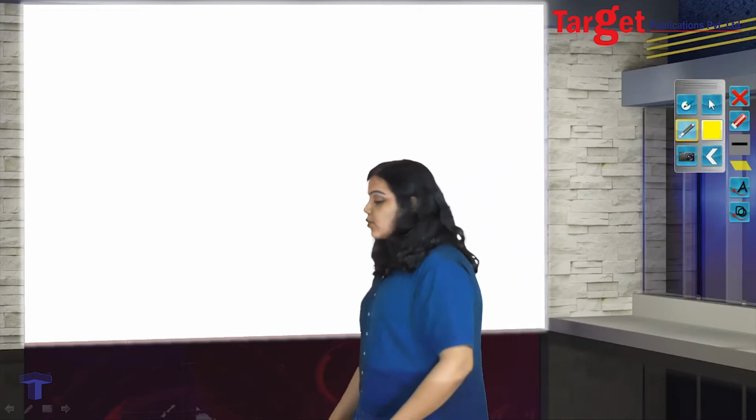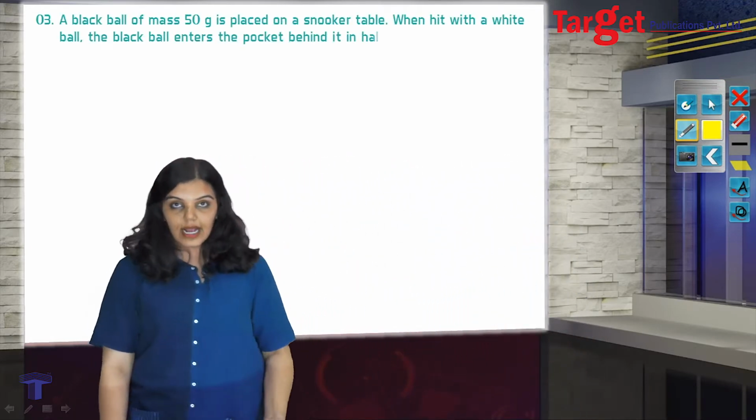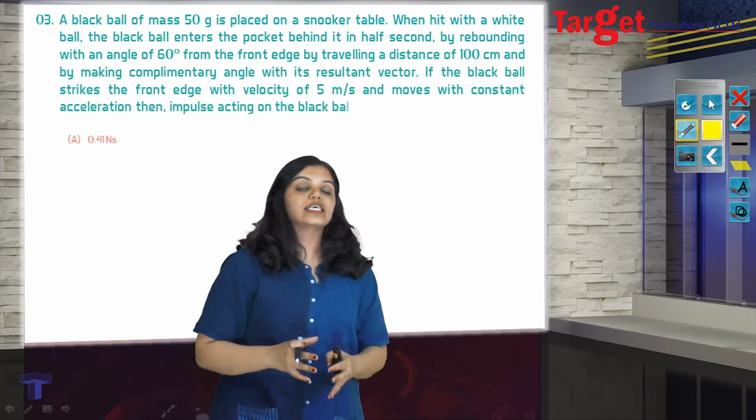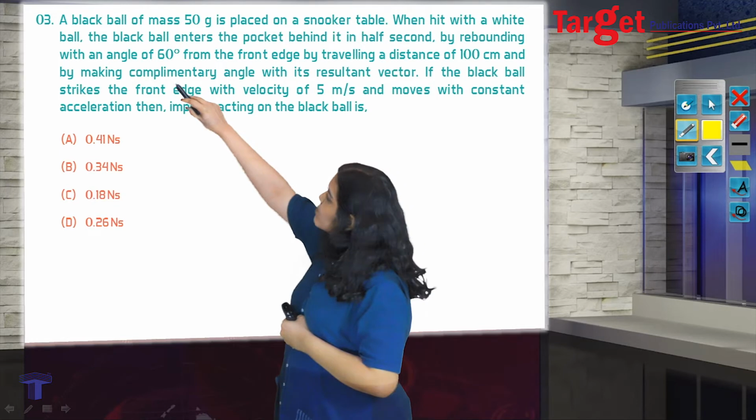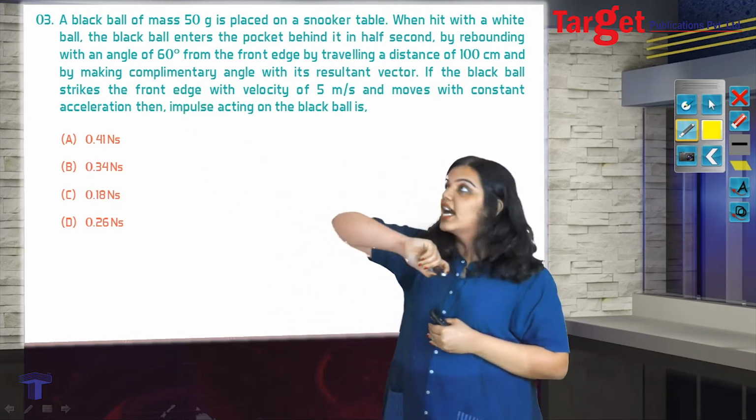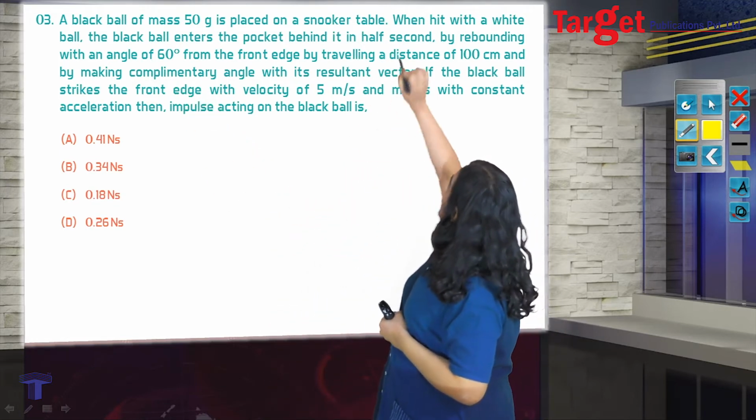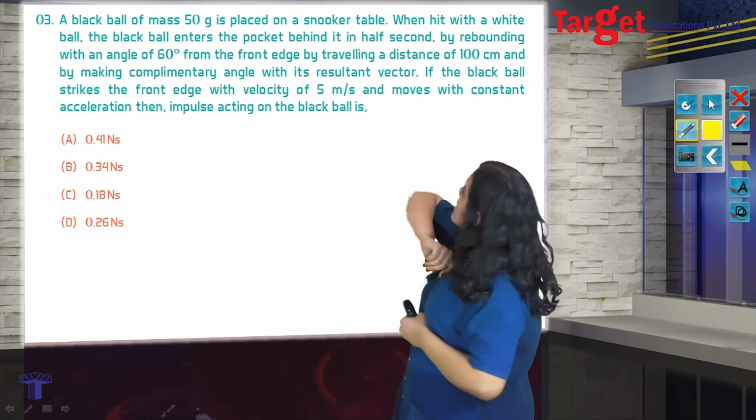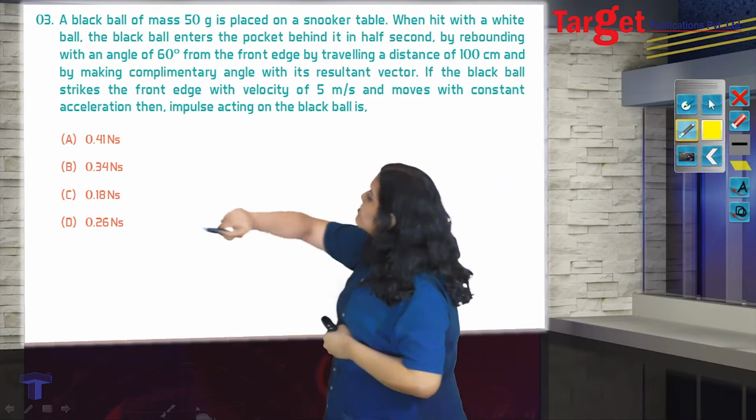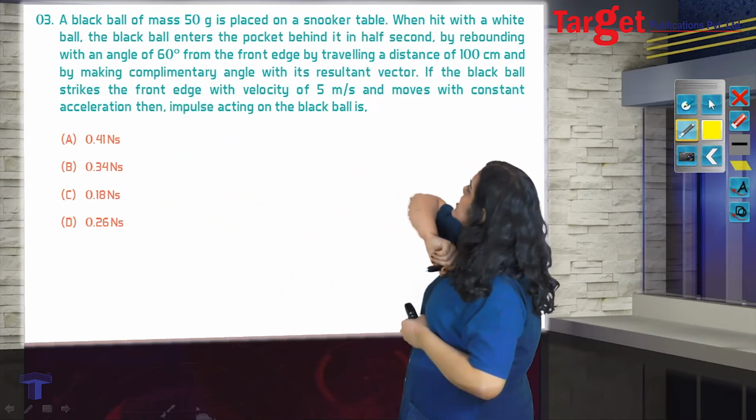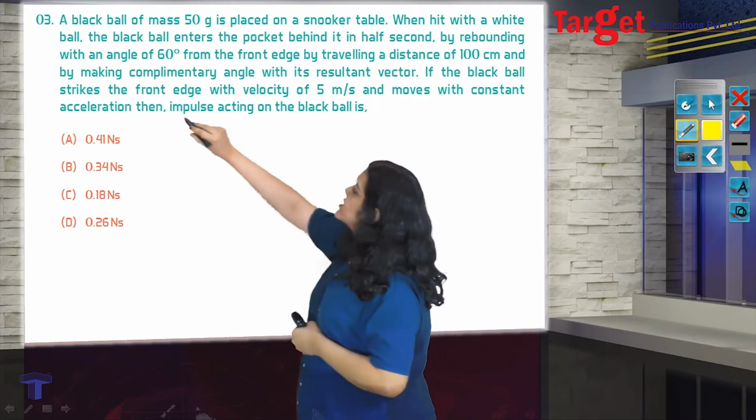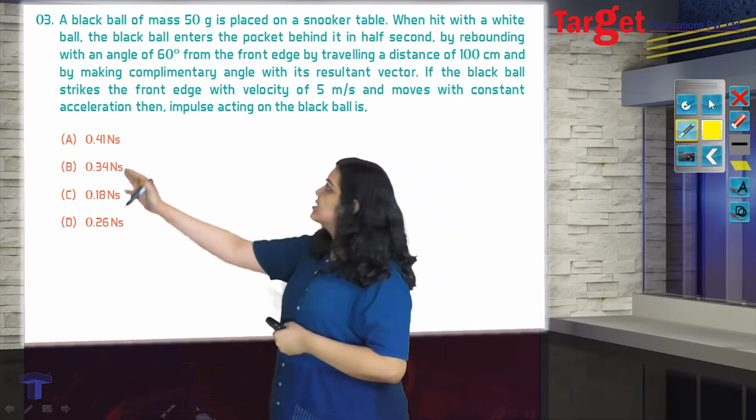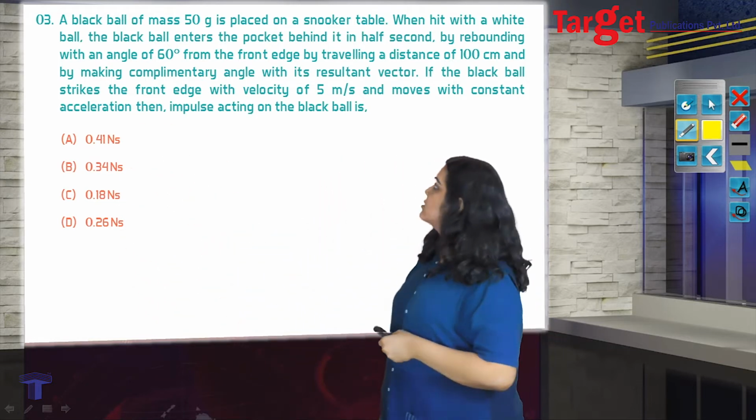The question says that we have a black ball of mass 50 gram and this ball is placed on a snooker table. And we are saying that when this ball is hit with a white ball, then this black ball enters the pocket behind it and it does so in half a second by rebounding with an angle of 60 degrees from the front edge by traveling a distance of 100 centimeter and by making a complementary angle with its resultant vector. If the black ball strikes the front edge with velocity of 5 meter per second and then moves with a constant acceleration, find the impulse acting on the black ball.